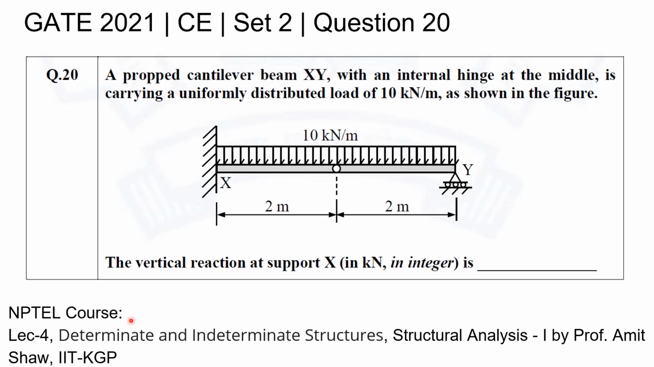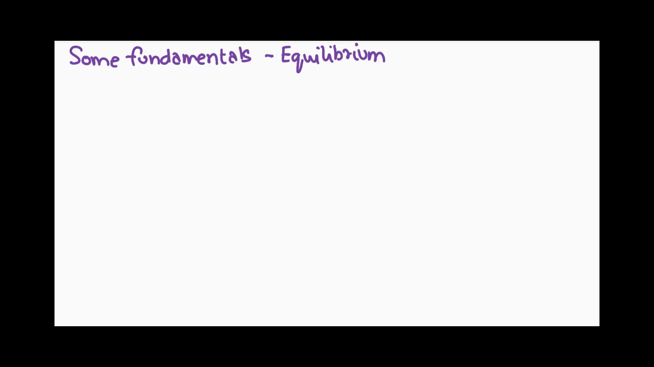Students are encouraged to watch this lecture. However, we will be looking at some fundamentals pertaining to equilibrium as we go on in solving this problem. Let us understand some fundamentals relating to equilibrium. Let us consider a simply supported beam with a hinged end at one end and a roller at the other, and let this be subjected to some random loading.